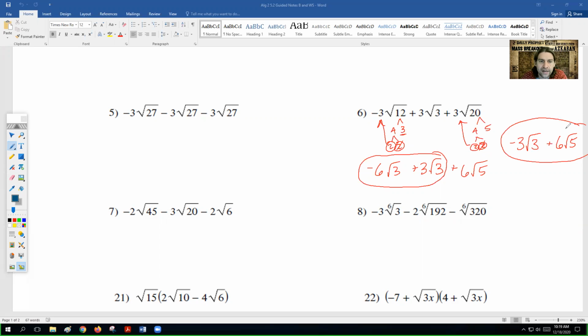So sometimes you can break down radicals, and after you do that, they can combine together.